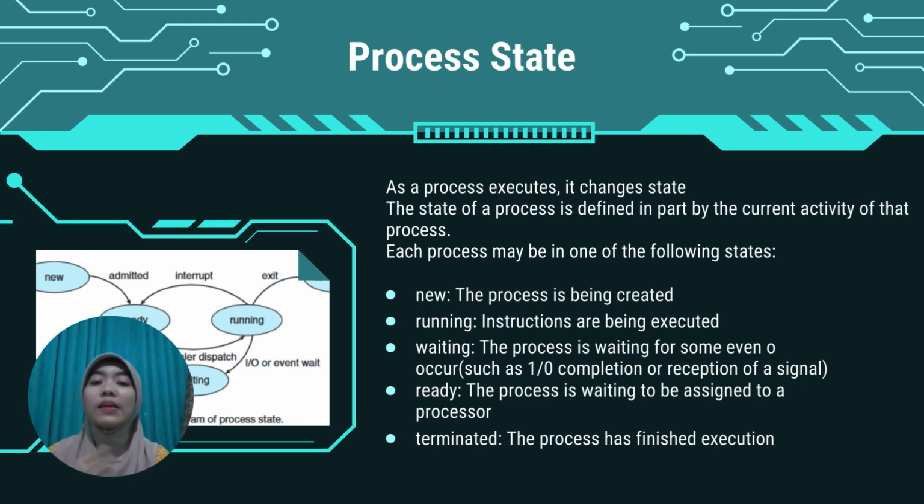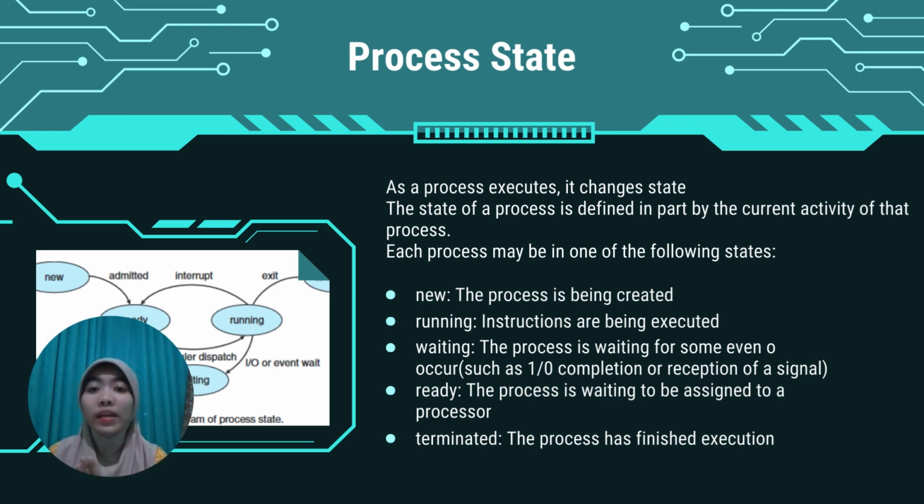A process undergoes state transitions during its life cycle. The states include, first, new. This state indicates that the process has been created but has not yet started execution. The second is ready. In this state, the process is ready to execute but awaits allocation of CPU resources. The third is running. The process is actively being executed by the CPU, performing its designated task.